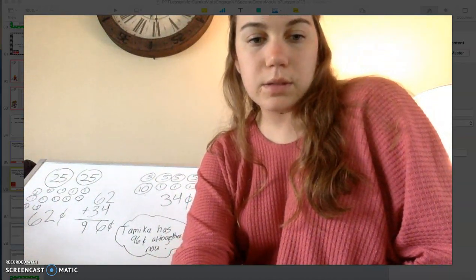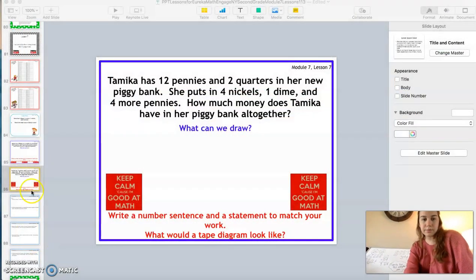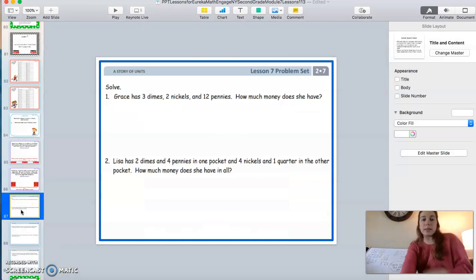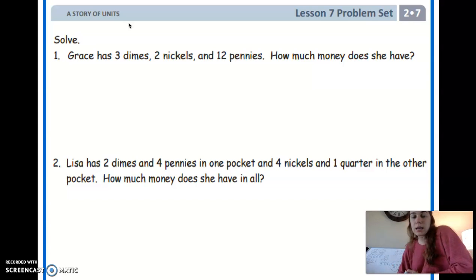I'm going to zoom out so we can go over our problem set now. So for our problem set for today, you're going to need to be solving some word problems. So our first word problem says, Grace has 3 dimes, 2 nickels, and 12 pennies. How much money does she have? Number 2, Lisa has 2 dimes and 4 pennies in one pocket, and 4 nickels and 1 quarter in the other pocket. How much money does she have in all?